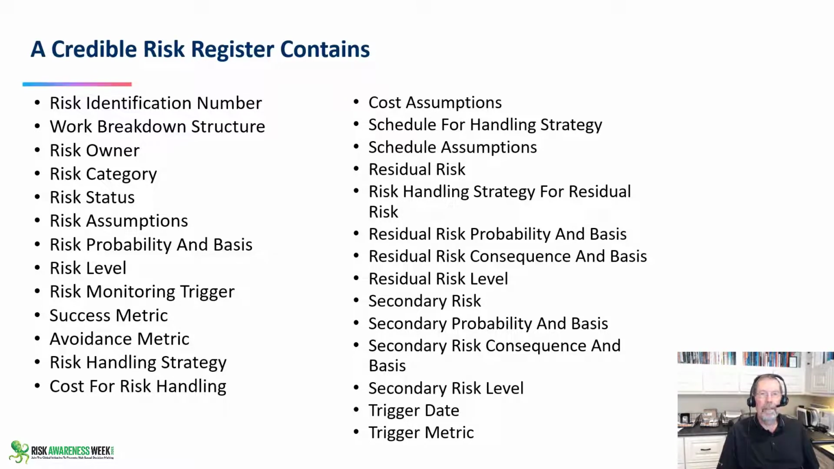So this will be in the handouts at the end, but make sure your risk register has every one of these items in it. Otherwise, it's not a risk register. It's just a list of all the things that are going to go bad.